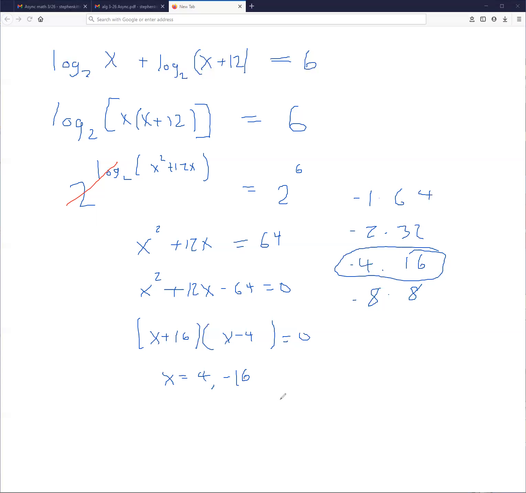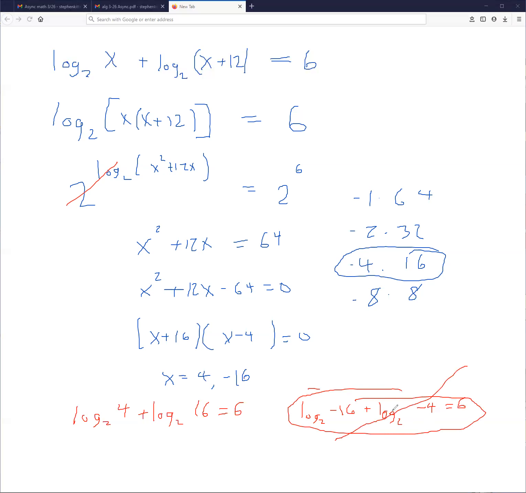But not so fast. We have to remember that the numbers you plug into a logarithm can only be positive. If we plug a 4 into the original, we get log base 2 of 4 plus log base 2 of 16 equals 6. If we plug a negative 16 to the original, we get log base 2 of negative 16 plus log base 2 of negative 4 equals 6. And this right here does not work. Log base 2 of a negative number, oops, we broke it.